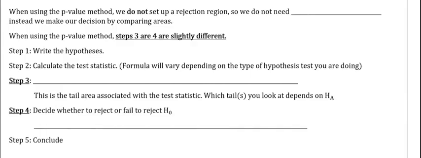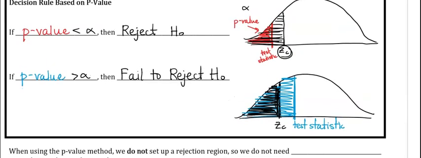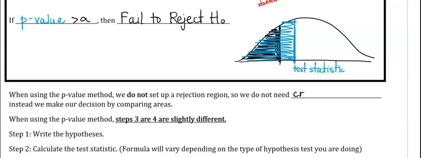So when we're using the p-value method, we do not set up a rejection region. I want to emphasize that. If I were doing this, I wouldn't actually have labeled this critical value. I just erased those z sub c's that I had there because I wouldn't need to go look up those critical values in the table. We don't need those critical values because we already know the area. We were given the area from the start. It's alpha, the level of significance. So we just make that decision by comparing alpha to the value of p.